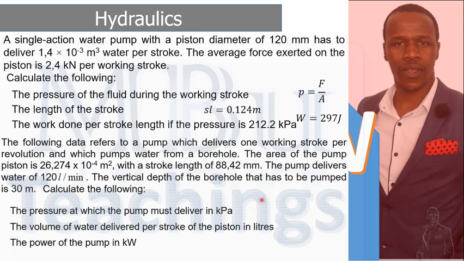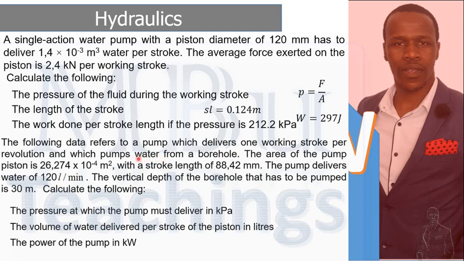We need pressure in kilopascals. What we know is that pressure is equal to force over area, and we are given the area. Do we have the force? It seems that we do not have the force. So if we don't have the force, we cannot use that formula. That means we will just use the formula of rotary edge now, because it pumps water from a borehole.